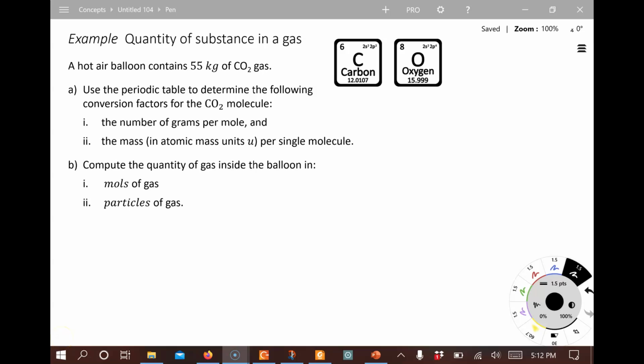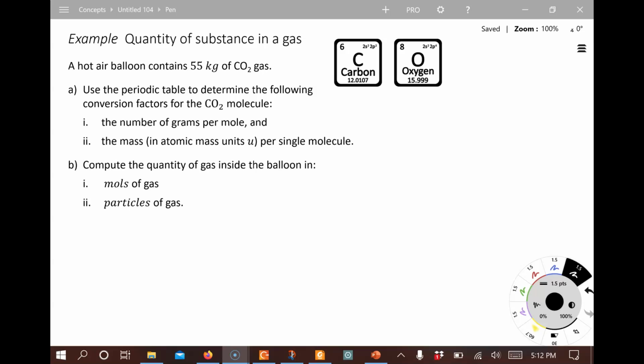Hi, this is an example problem from chapter 14 on how to calculate the quantity of a substance. We're going to find out that the periodic table is very useful for allowing us to figure out conversion factors between the quantity or amount of a substance and the mass of a substance. In this problem, I'll pause for a moment and read the question.